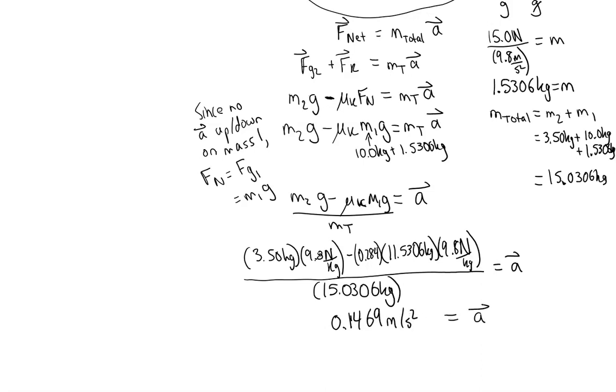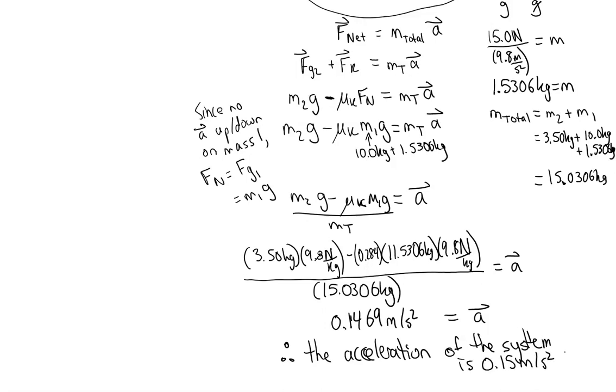Now, I've kept a couple extra sig digs because I'm going to need those for the second part of the question. But this particular answer to two significant digits, because the acceleration due to gravity is only 2 sig digs, we would say, therefore, the acceleration of the system is 0.15 meters per second squared forwards, 2 significant digits. So let's just finish up by answering the second part of this.